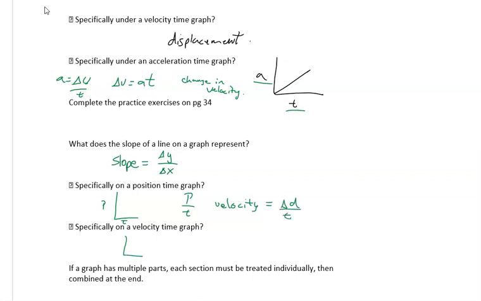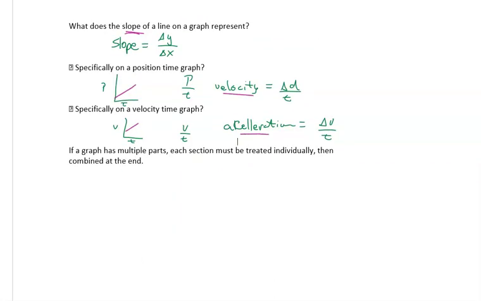On a velocity-time graph, that would be velocity divided by time. Well, that is acceleration, which is equal to delta v over t. So depending whether you got a position-time graph or a velocity-time graph, the slopes here will represent velocity and acceleration. Now, if a graph has multiple parts, we always just essentially treat them in each section and then combine them at the end.